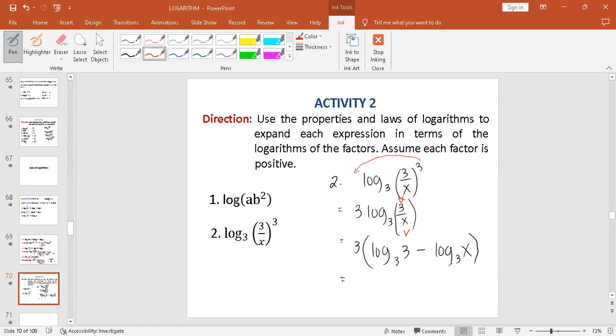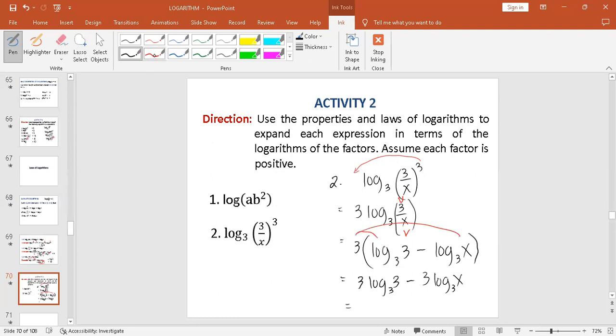So, papunta na tayong simplifying. Okay, simplify natin. So, what you need to do is to distribute 3 to each of the terms. So, it will become 3 log of 3 to the base 3 minus 3 log of x to the base 3. Alright. So, pwede tayo makasimplify dyan, class. Kasi, look at the first term of the expression. Define lahat ng terms. So, pwede natin siyang masimplify.